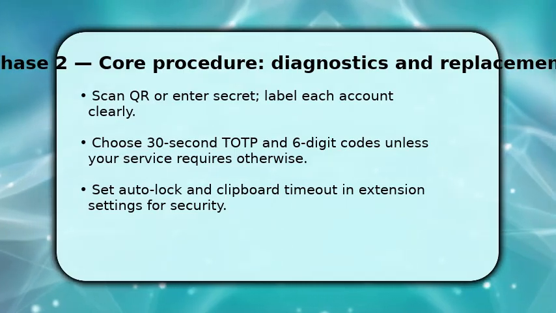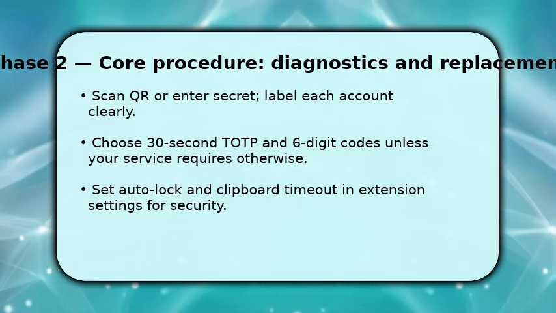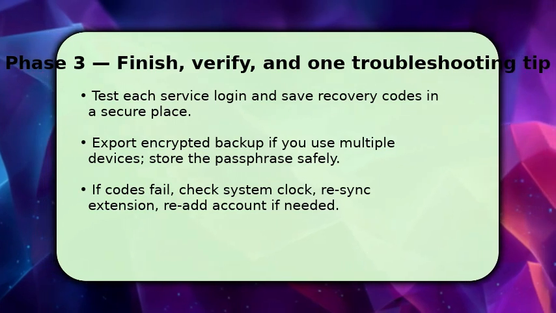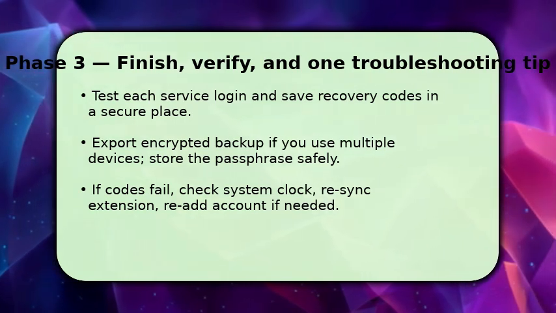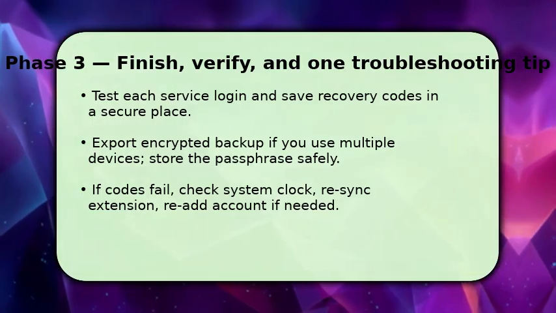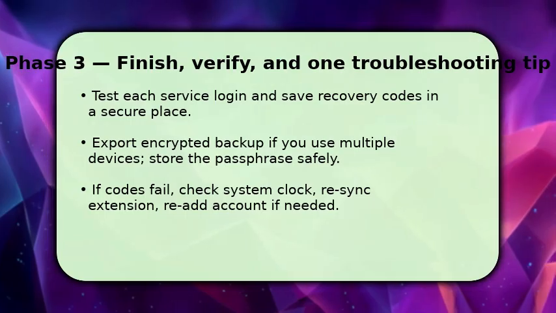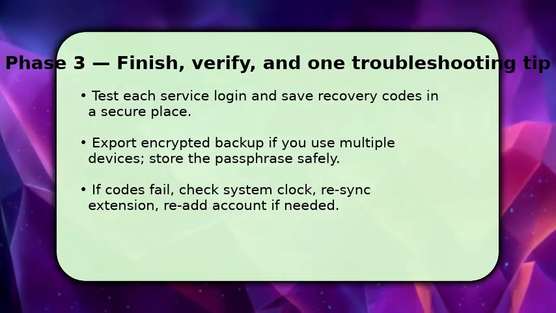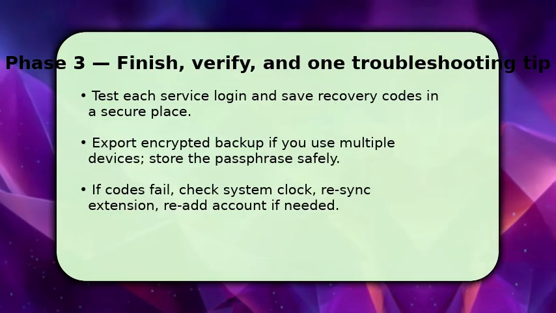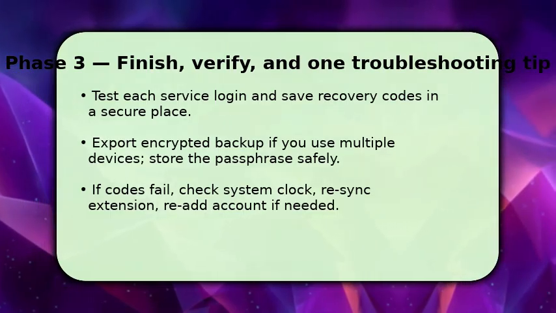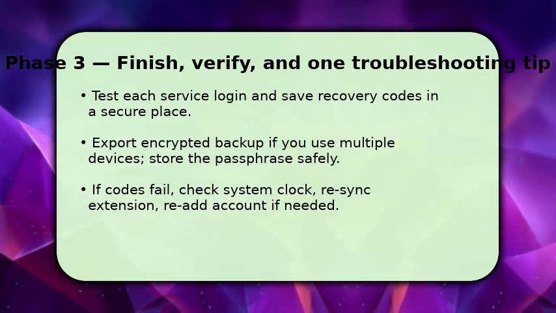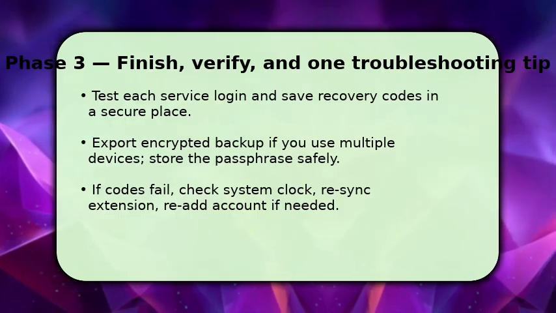Once configured, test a login to finish by validating everything and preparing for problems. Test each account login and store recovery codes somewhere safe, like an encrypted vault or printed paper in a locked place. If you use multiple machines, export an encrypted backup of your Authenticator entries and save the passphrase outside your browser. If a code fails, first check your computer's clock. Time drift breaks TOTP, then resync or re-add the account using the secret. If issues persist, restore from your encrypted backup or use the service's recovery options.